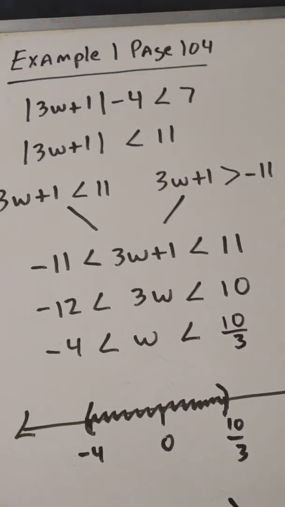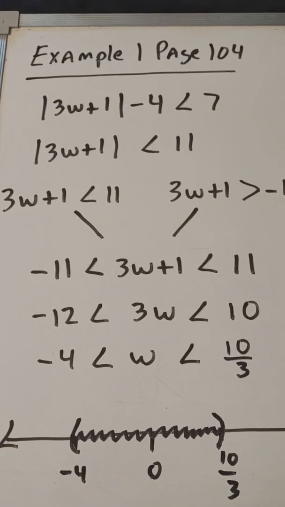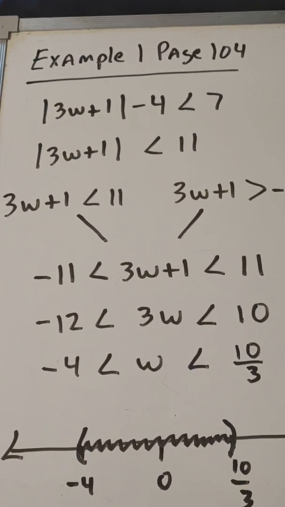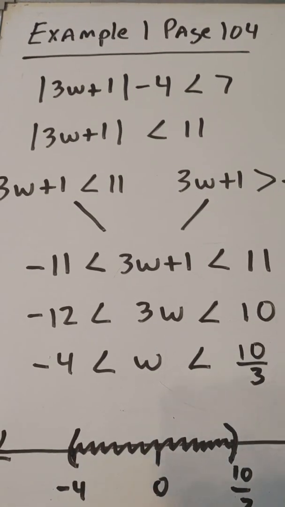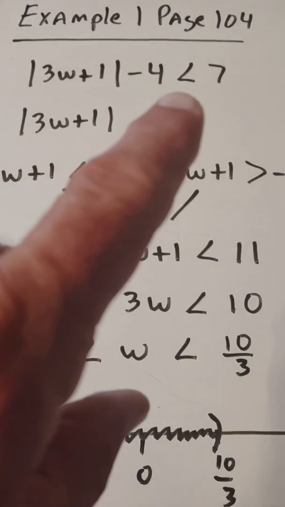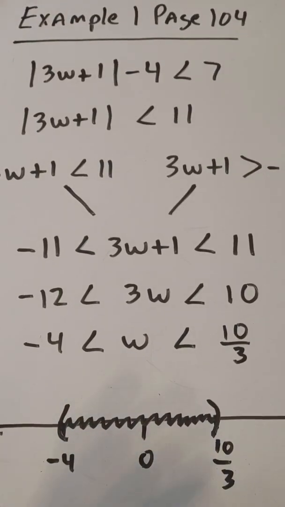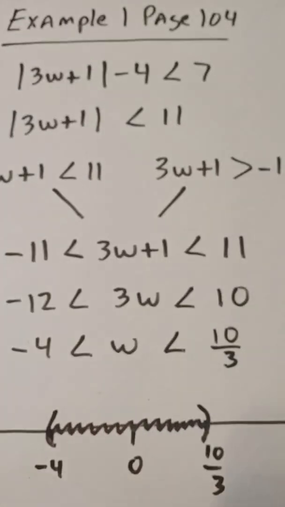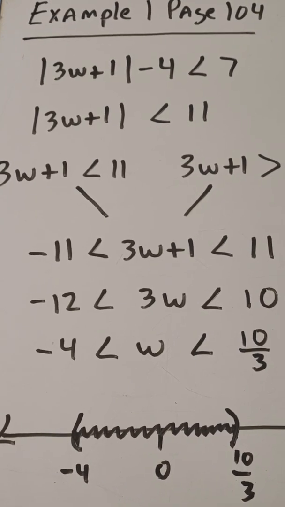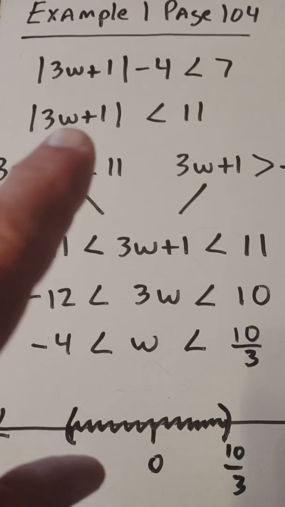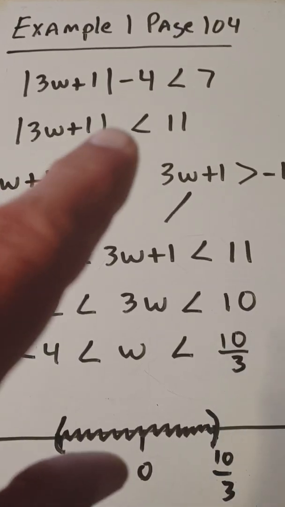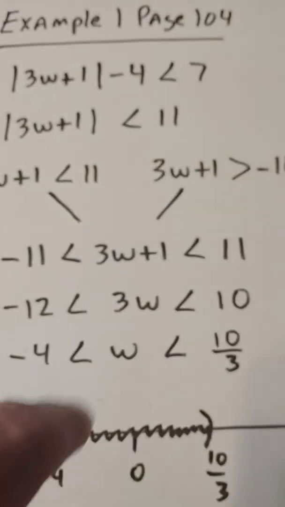But really on this, all we have to do is look at example problems and see what you're going to face. All right, so here's example 1, page 104. You have the absolute value of 3w plus 1 minus 4 less than 7. So the first thing we do is we add 4 to both sides. Now we get absolute value of 3w plus 1 less than 11. Because the absolute value is positive and 11 is positive, we can get values here that are less than 11.